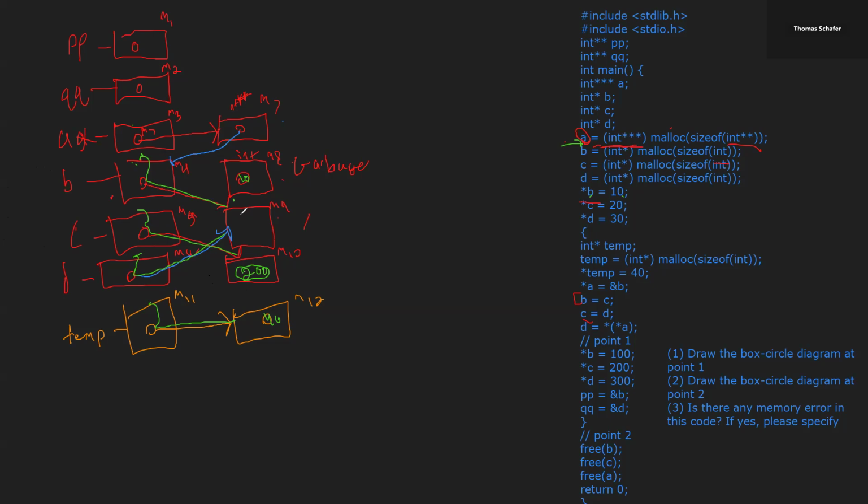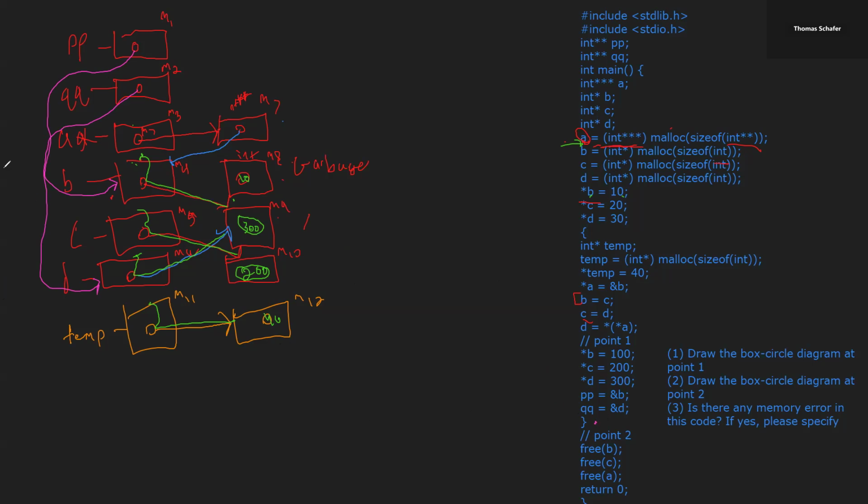And so this becomes 300. And then now we set, and this is why I really hate the box circle diagram. We set PP, go inside its circle, and we're setting it to an arrow to B's box. And then QQ is an arrow to D's box. Gross.